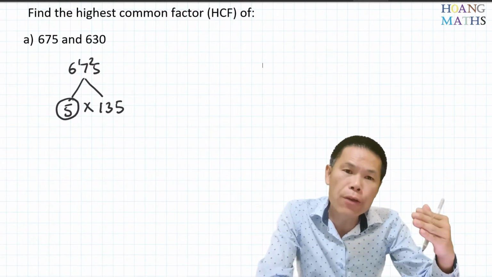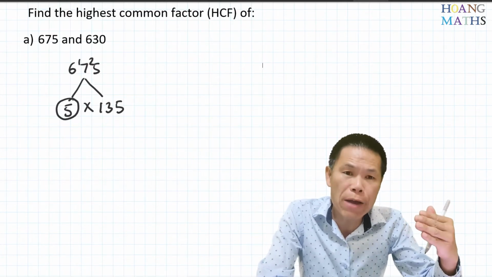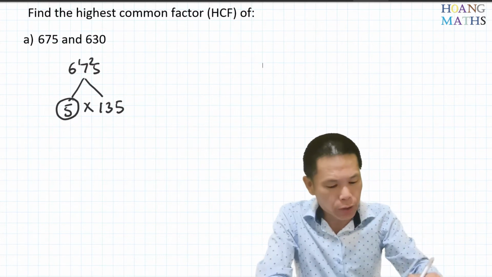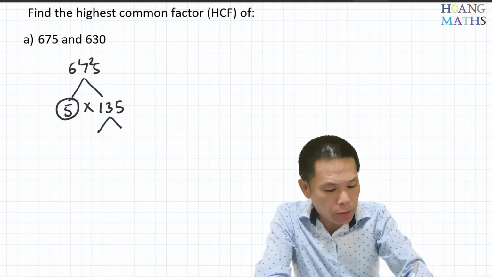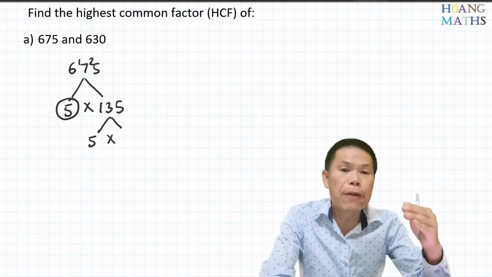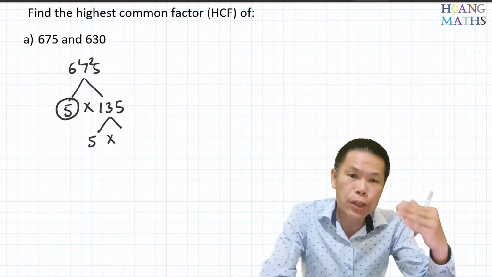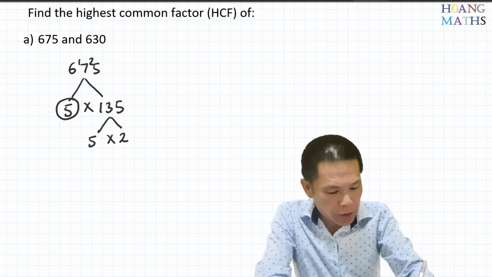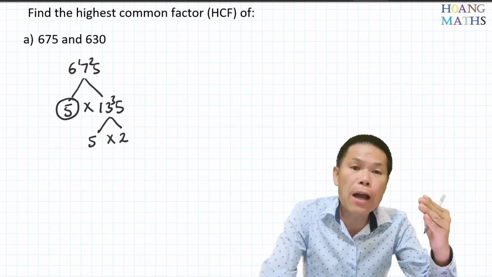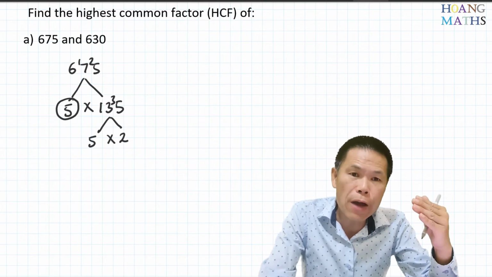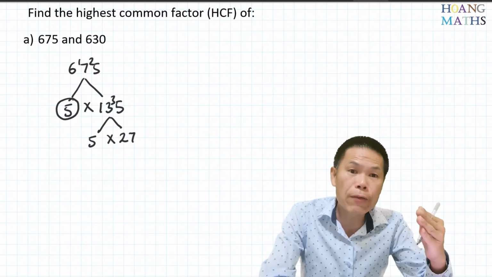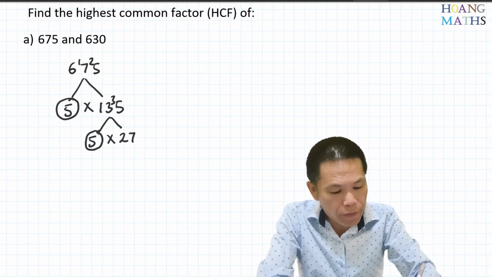Now 135 is divisible by 5 because the number ends with 5. So therefore, this is equal to 5 times. And 5 go to 13 is 2 times. And the remainder is 3. So it becomes 35. Now 5 go to 35 is 7 times. So it becomes 27.